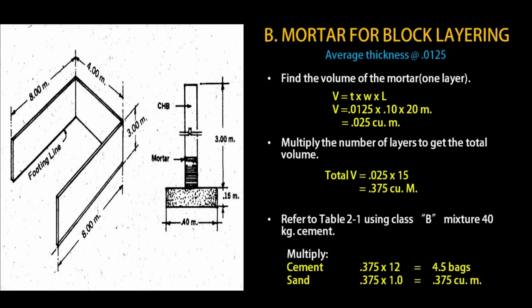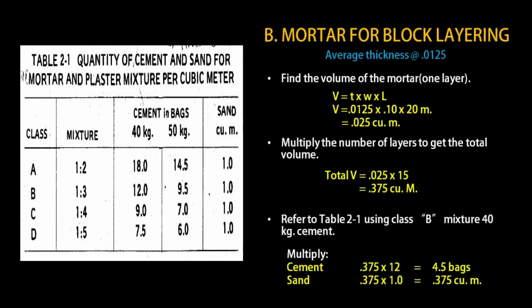Next is that we multiply by the number of layers to get the total volume. The total volume is equal to 0.025 times 15. The answer will be 0.375 cubic meter. Lastly, we must refer to the table using the Class B mixture of 40 kg cement. We must multiply for the cement, which is 0.375 times 12, equal to 4.5 bags. For the sand, we multiply 0.375 times 1.0, equal to 0.375 cubic meter.